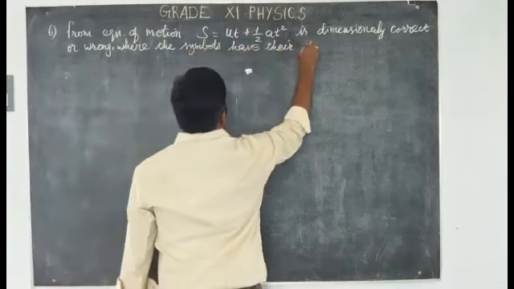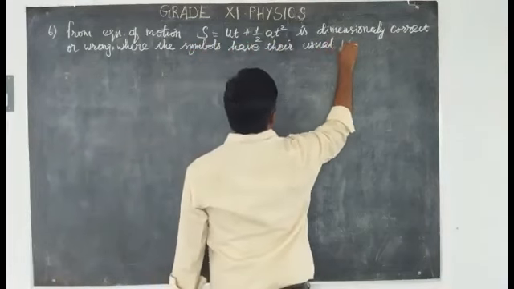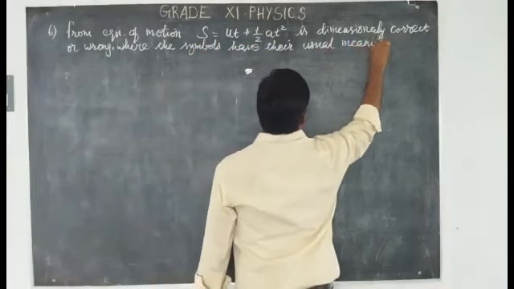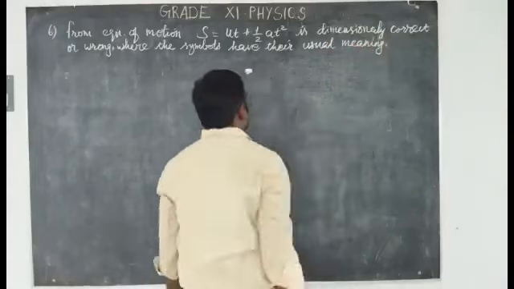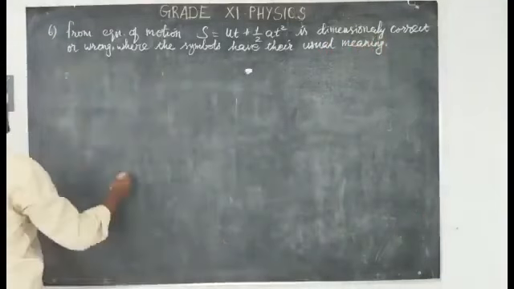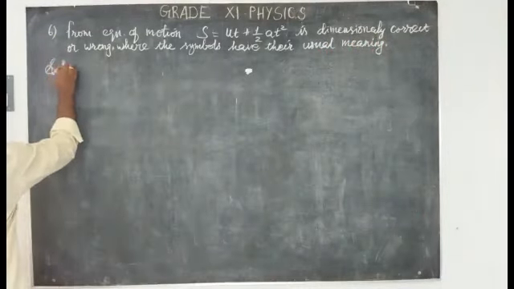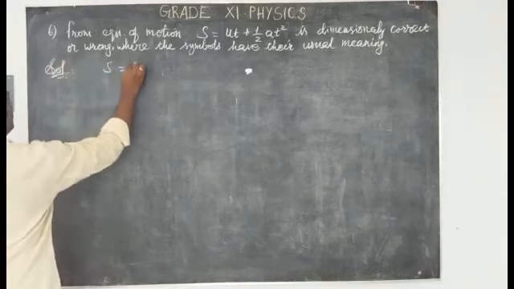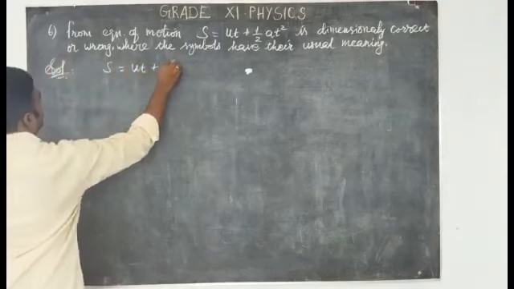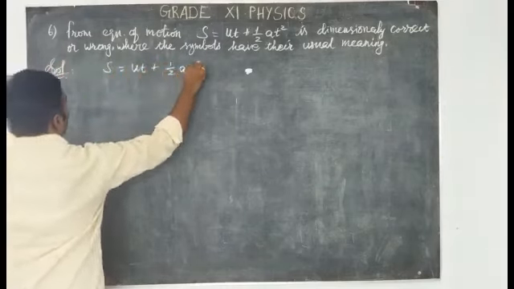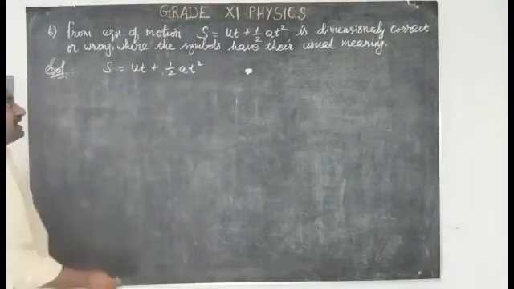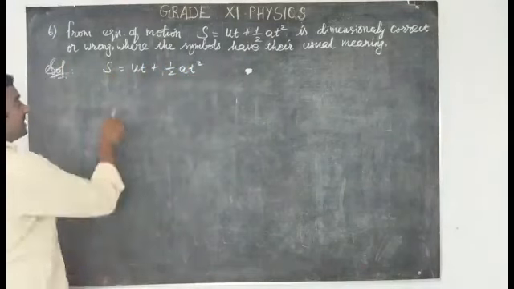Where the symbols have their usual meaning. Okay. So the given equation of motion is S is equal to ut plus half at square. We should prove left hand side is equal to right hand side.